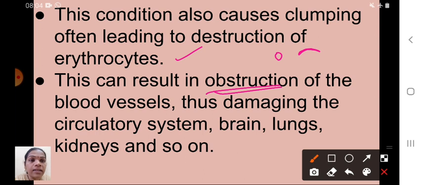This can result in obstruction of the blood vessels, thus damaging the circulatory system. The total circulatory system will be affected: brain, lungs, kidneys, and so on. So children, I hope you understood what is meant by sickle cell anemia disease. Shall I go to the next now?